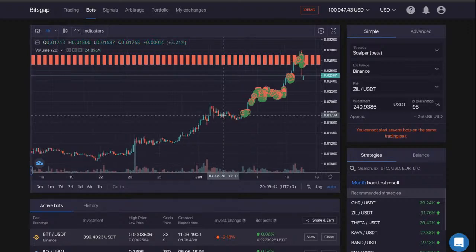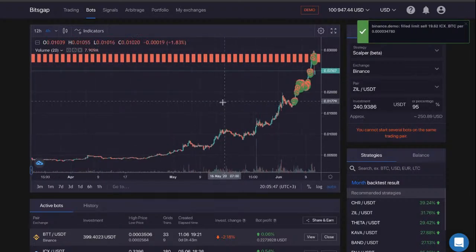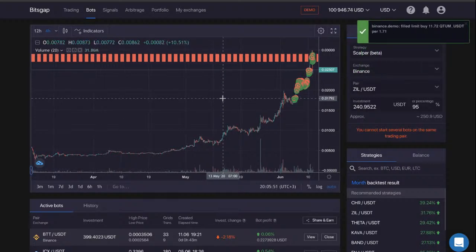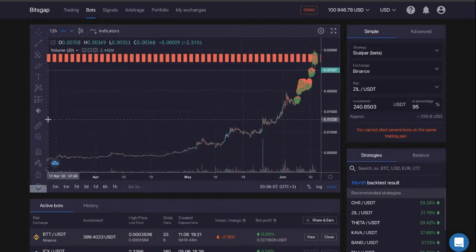Yeah, so for some reason today I'm really struggling to use the Bitsgap platform, probably because of my network connection or whatsoever, I don't know. But in any case, here you see that was the point of my inception. So I've noticed that the price has successfully bounced off the support level. So that was the reason why I entered the trade.